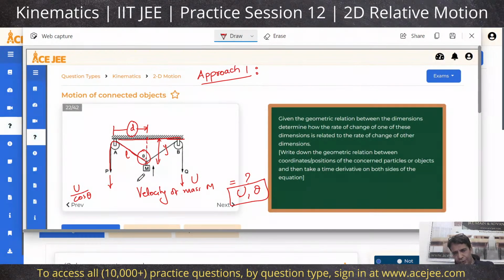So what is the geometric relationship there? Well, they're forming a right angle triangle. So we can write L square is equal to D square plus Y square. Now, what is the velocity of M? Velocity of M will be dy by dt, or shall it be minus dy by dt?